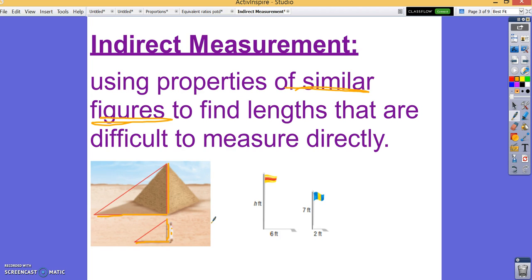Now let's look at a different example. We'll look at the flags right here. I want you to sketch those flags out. It can be a very brief sketch, but sketch out the flag and its shadow. And we're going to go ahead and take a look. If we see the smaller flag, it's creating a 2-foot shadow, and we are able to measure the 7-foot flag because 7 feet isn't really that tall.